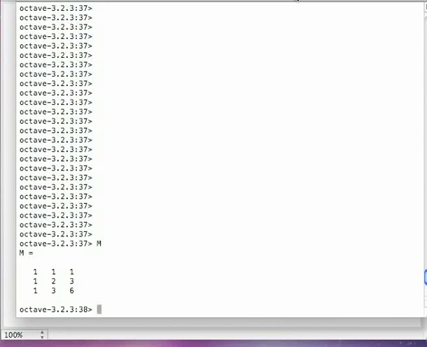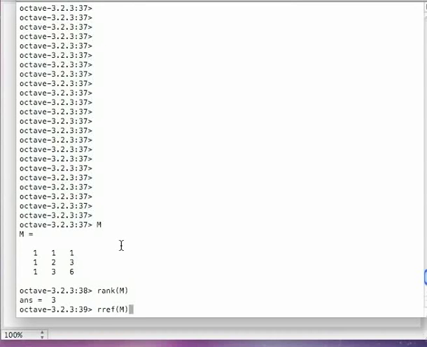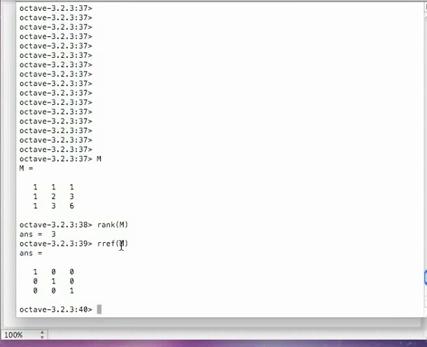So we see that B1 is column 1, B2 is column 2, and B3 is column 3. The easiest thing is to first look at the rank. The rank is full rank, so we immediately know that the matrix is invertible, and so the columns are linearly independent. And if I do an RREF on that, I see that it reduces to the identity matrix, which is equivalent to that same statement. So those vectors are linearly independent.